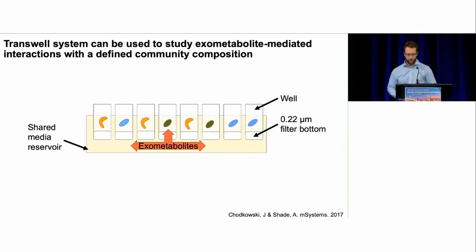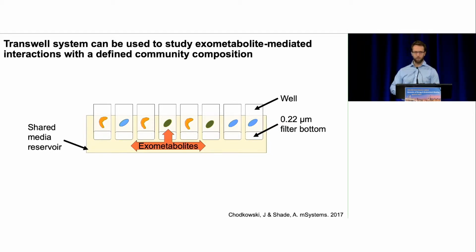What I'm showing you here is a synthetic community that we use in our lab, which I'll refer to as a transwell system. This is composed of two parts, a filter well plate and a shared media reservoir. In the 96 filter well plate, each filter is equipped with a 0.2 micron filter bottom. What this allows is for the microbial community members to be physically separated, but to interact chemically through the exchange of exometabolites and to share community resources in the shared media reservoir.